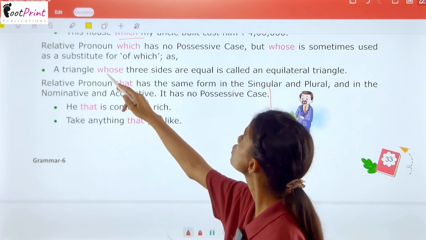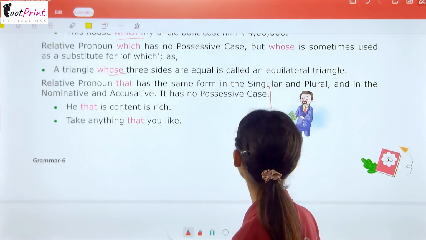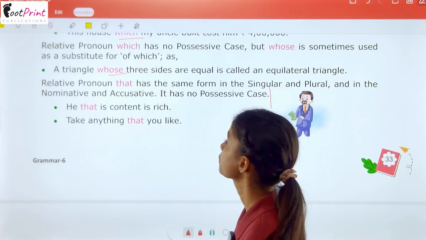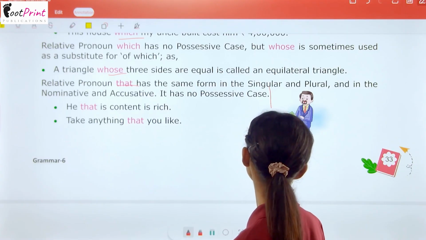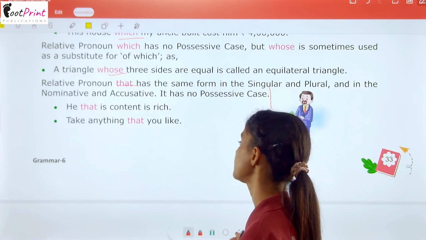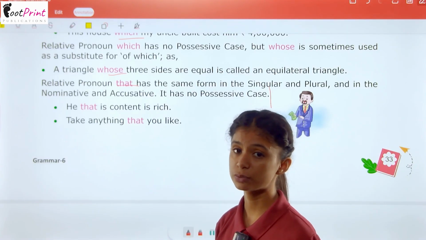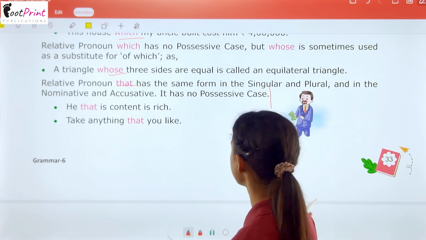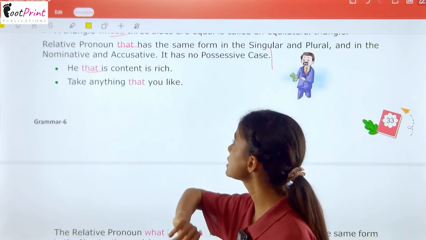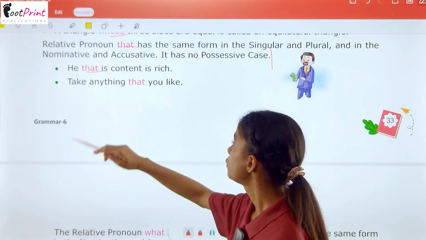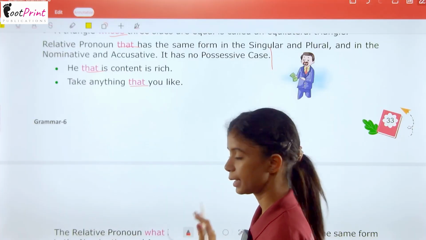A triangle whose three sides are equal is called an equilateral triangle. Relative pronoun that has the same form in the singular and plural and in the nominative and accusative case. That also remains the same in all the cases. It has no possessive case. He that is content is rich. Take anything that you like.